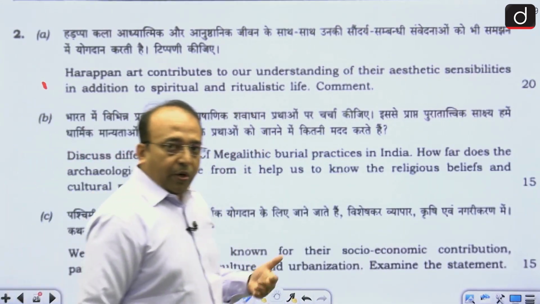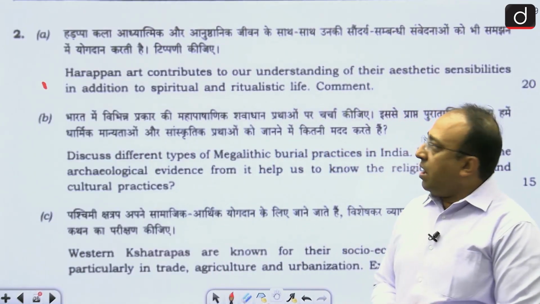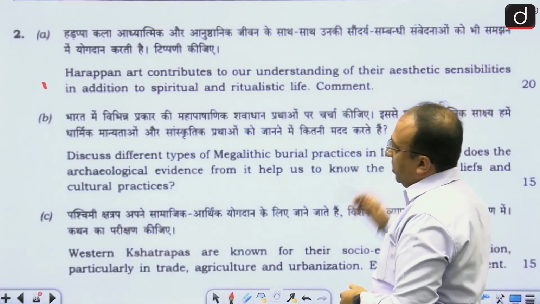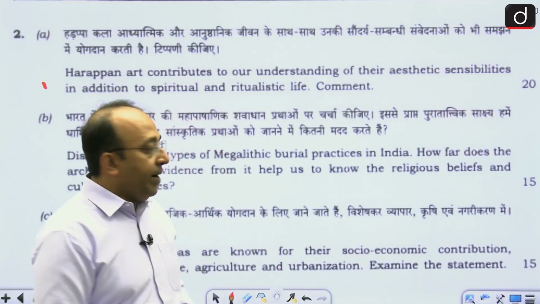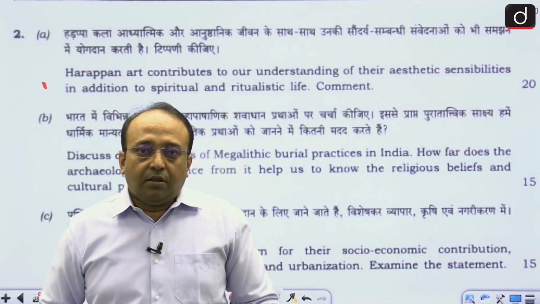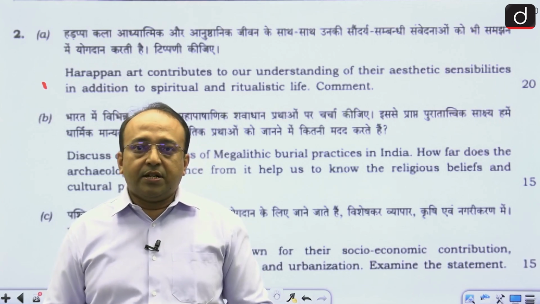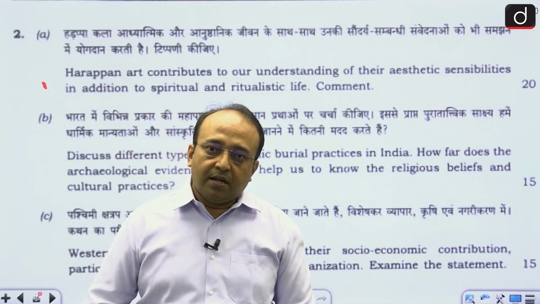I don't know whether you are able to read it or not, but still I can read it for all of you. Harappan art contributes to our understanding of the aesthetic sensibilities in addition to spiritual and ritualistic life. Comment. These words also mean a lot. Comment, explain, discuss, etc. So definitely we will discuss all these things as well in our classes.